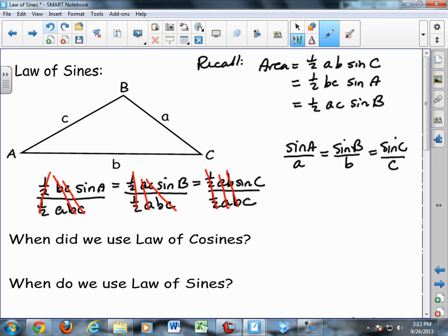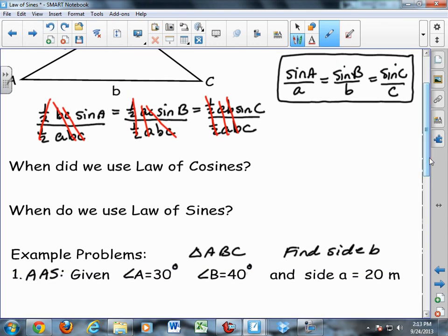In other words, if I know an angle and the side opposite and another angle and the side opposite it, the ratio of the sines of those angles and their opposite sides are always equal. So this is another really simple but useful formula for finding missing sides and angles of triangles.